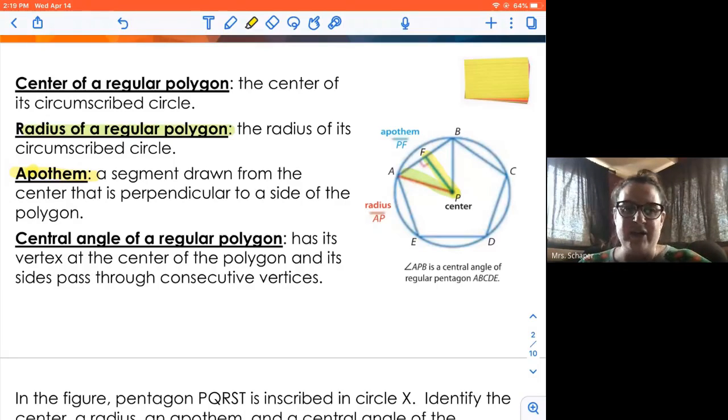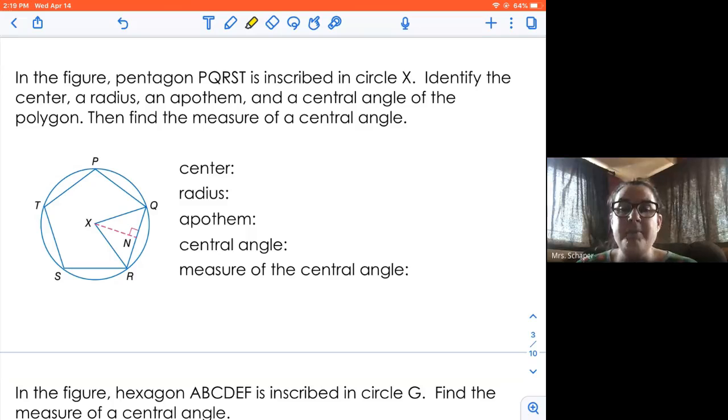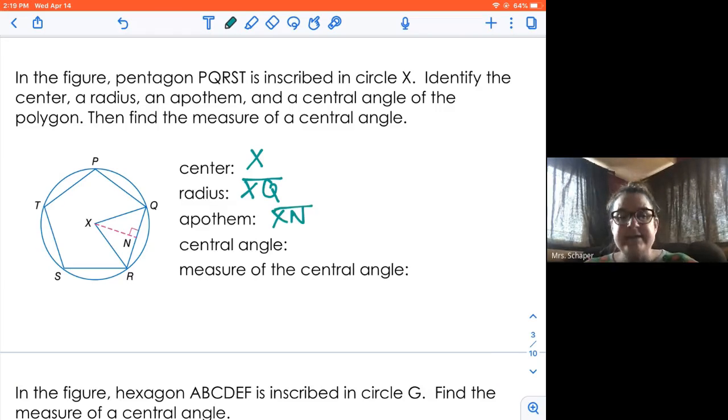So let's put this into action. Actually, before we put it in action, let's make sure we understand this. PQRST is inscribed in circle X. We're going to identify the center, the radius, the apothem, and the central angle. Okay, so here we go. The center is X. The radius is XQ. The apothem is XN. For the central angle, we need to figure out what that central angle is.